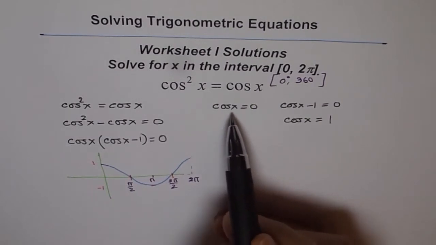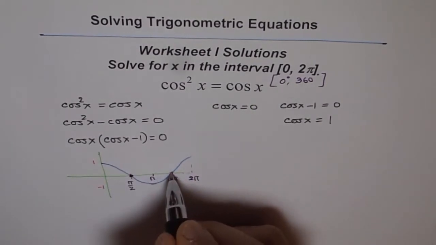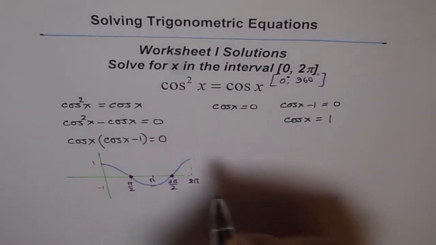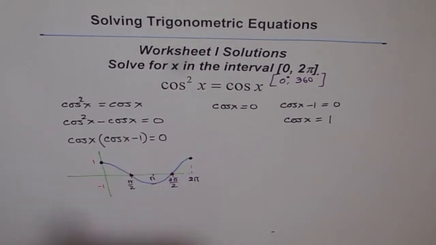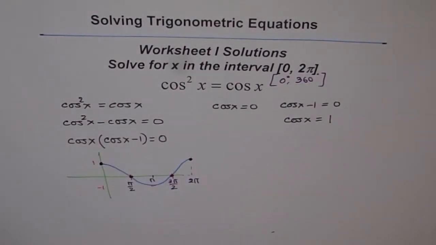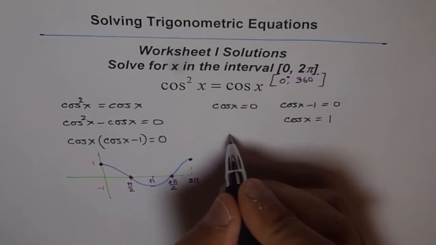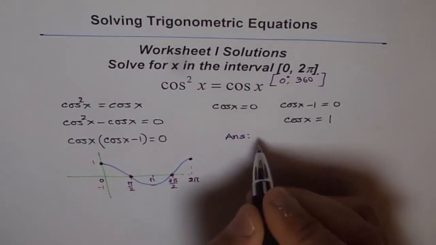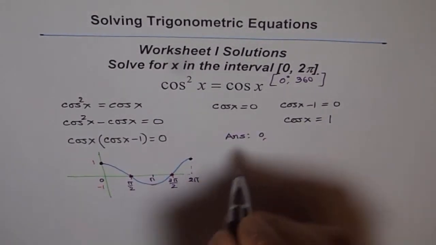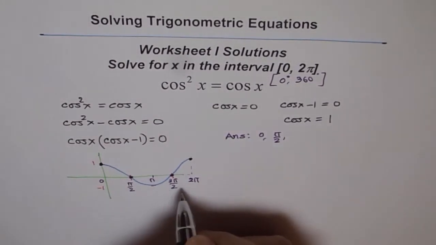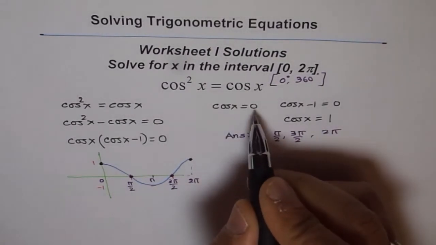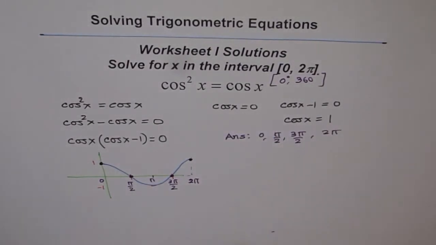And you're looking for answers when cos x is 0, that is one set of answers, and the other set of answers is when cos x is equal to 1. These are the two sets of answers, correct? So we have 4 solutions to this equation. That is in radians, right? So let me write down all the possible answers here. Our answers in radians are 0, pi by 2, 3 pi by 2, and 2 pi, correct? Because cos x could be 0 or could be 1, giving us all these possible answers.